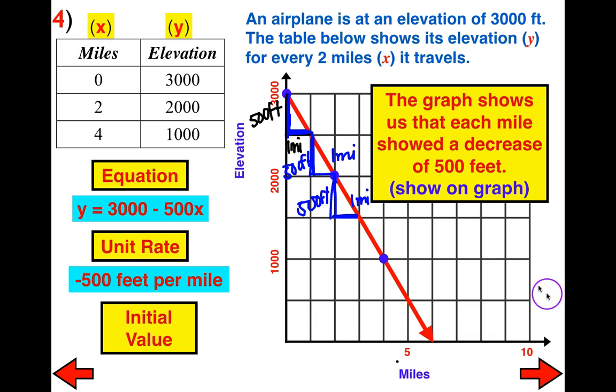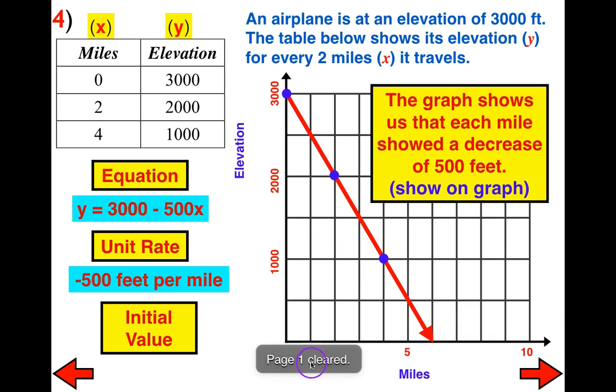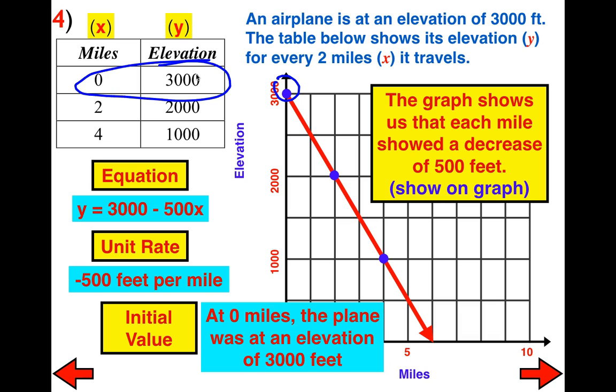Our initial value, if you take a look at our graph, starting at 0 miles, so if our input is 0, it would be 3000. Or you can look at the table. At 0 miles, the elevation was at 3000 feet. So once again, please make sure you don't write 3,000 by itself. You want to explain what the initial value is. So you can say, at 0 miles, the plane was at an elevation of 3,000 feet, or you can say the plane started at 3,000 feet. There's different ways of saying the same answer.